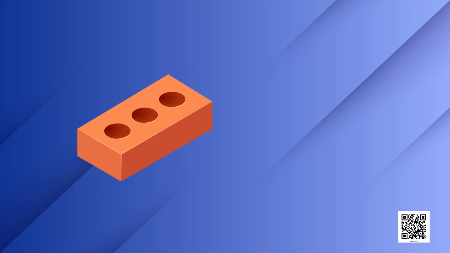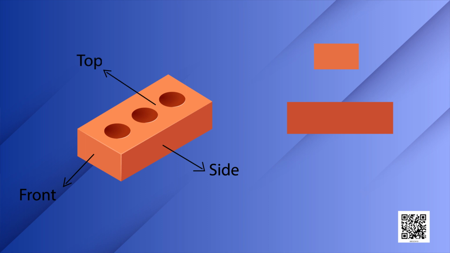Let us look at this brick from various angles. If we look from the front side, we can see a small rectangle. If we see from the side, we see a bigger rectangle. And if we look from the top, it will be like this.